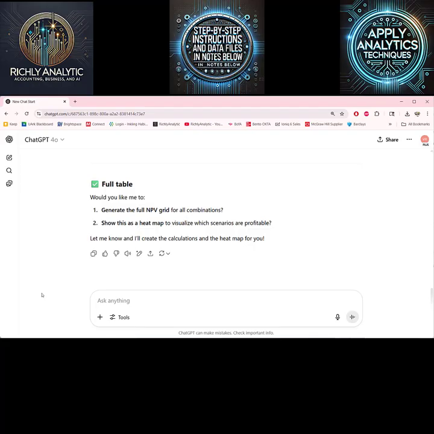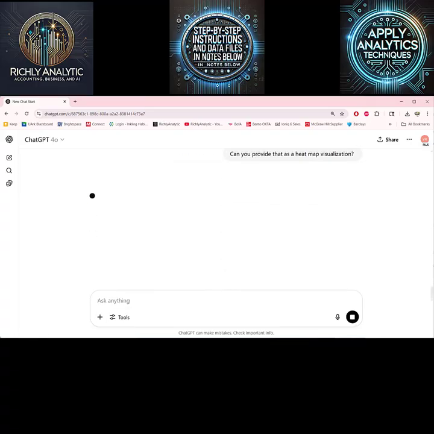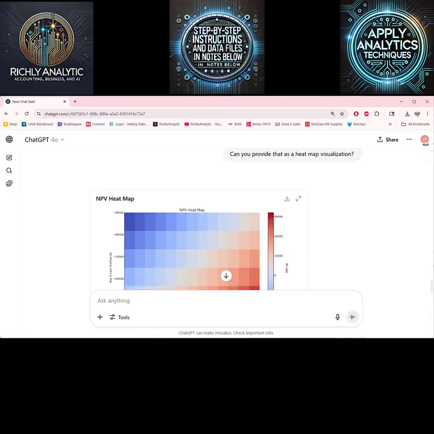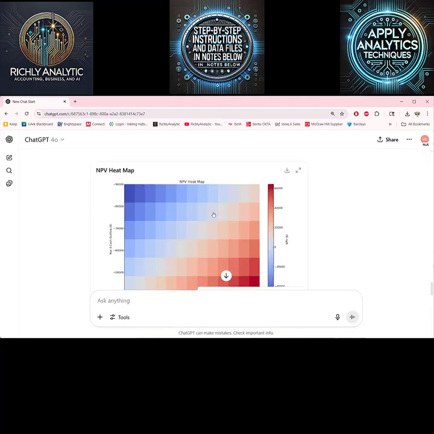We're now going to ask it for a heat map. I'm going to ask it to provide this as a heat map visualization, and that will allow us to see all the combinations at once with some color, so we can see what the varying amounts look like. We'll just wait a second for it to produce that heat map, and the heat map is going to vary across the board here. You can see here.